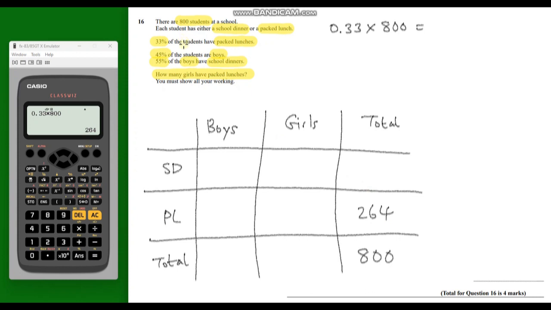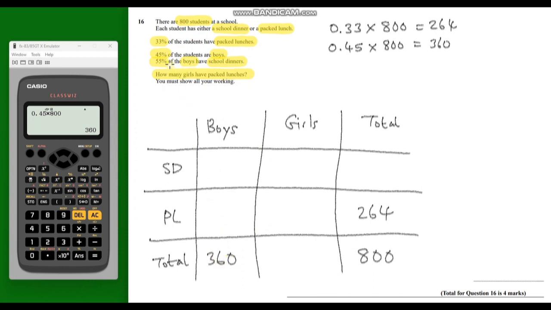Now let's look at the next line. 45% of the students are boys. So out of the 800 students, 45% are boys. We can do 0.45 times 800, and we get 360. Sorry, I should have written in the answer up here. So 360 of the students are boys. So total number of boys is 360.